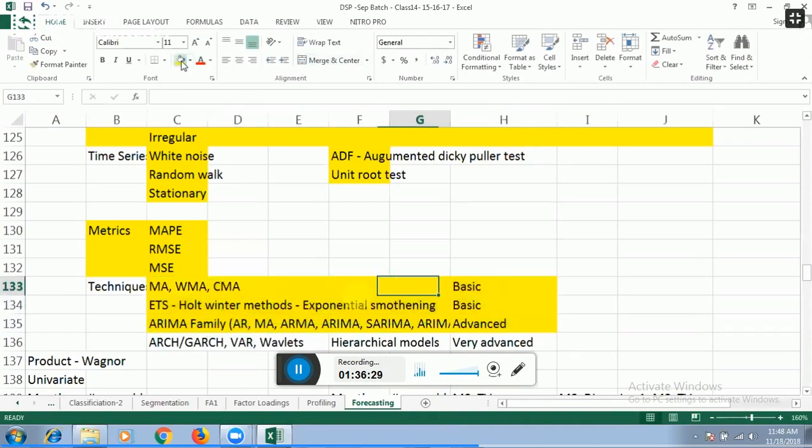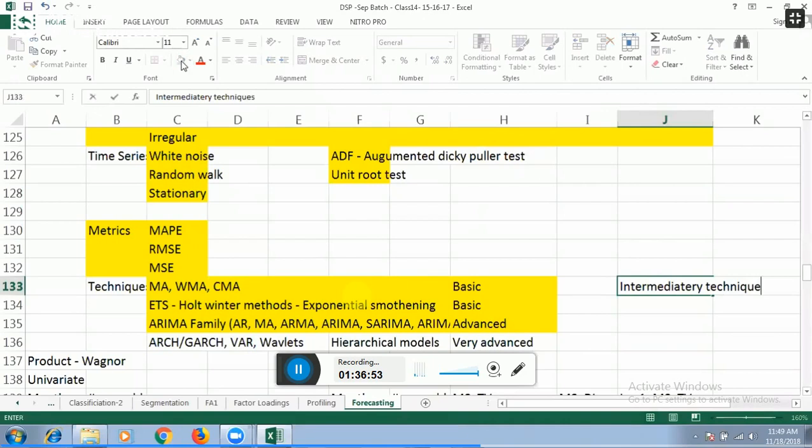And in the basics also, the moving average, weighted moving average, and centered moving average, we don't use these as a forecasting technique, because these techniques are not very efficient in terms of accuracy. But where the data size is very small, in that kind of situation we use them. Mostly we use these techniques as intermediary techniques.